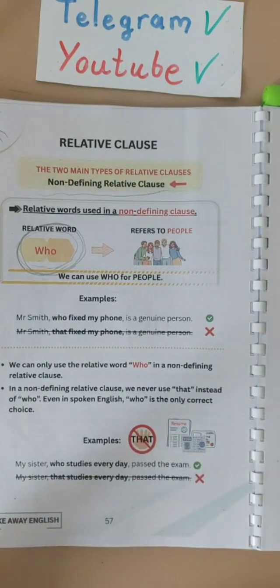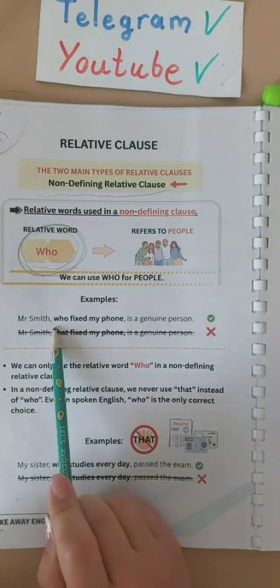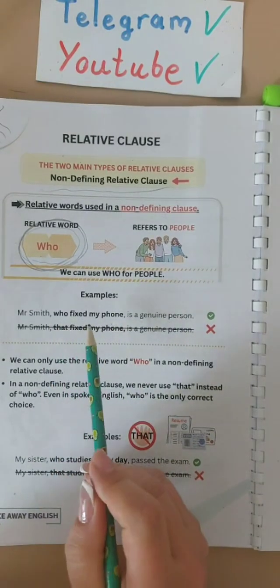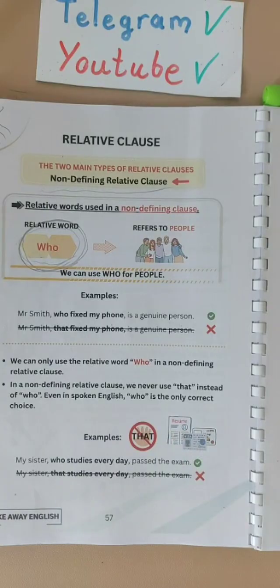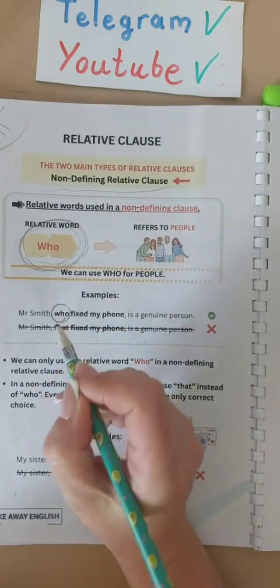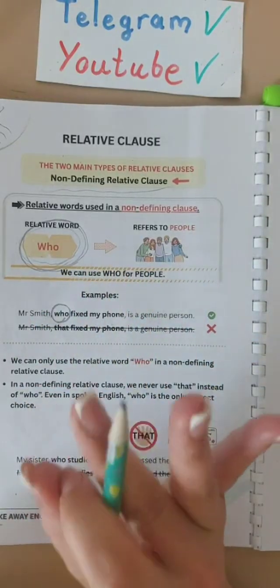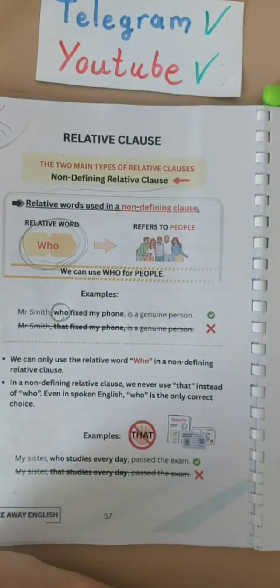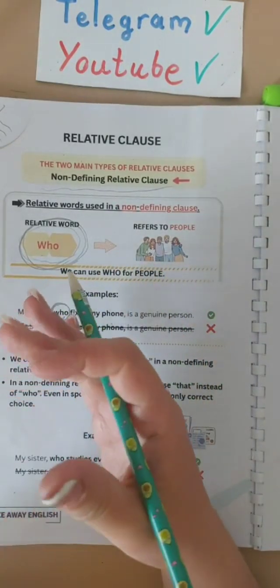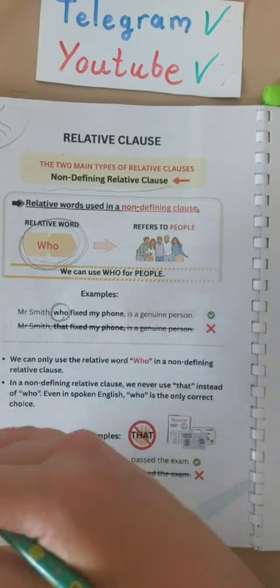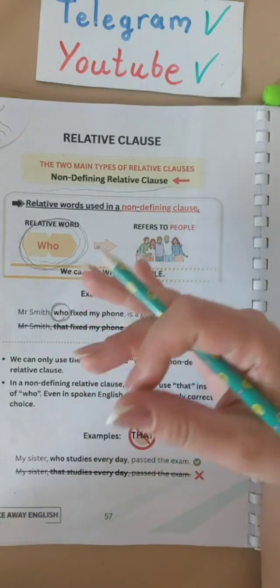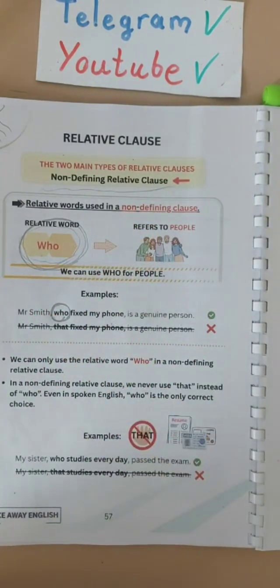Who. Examples. Mr. Smith, who fixed my phone, is a genuine person. Okay? Who fixed my phone? The only right answer when talking about people is who or whom, depending on whether we want to add more details about the object or subject, right? We all know that we use whom when we want to replace the object of the sentence.